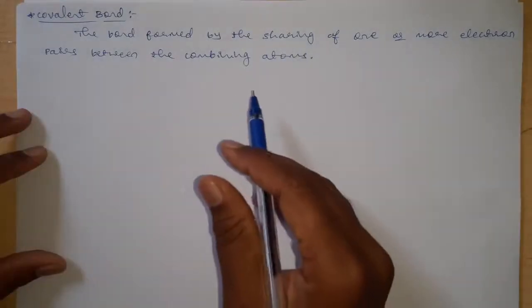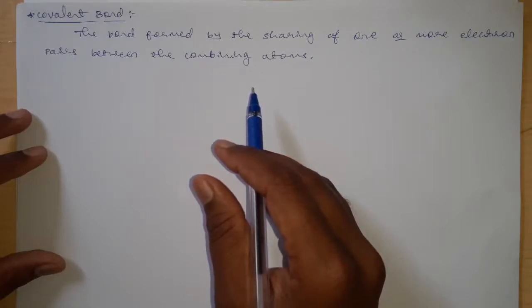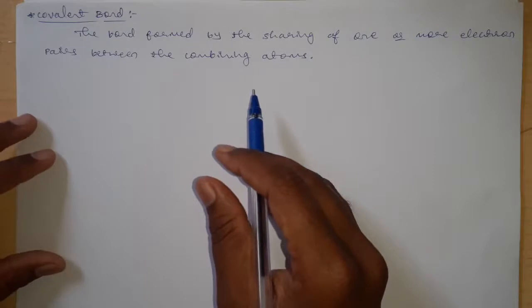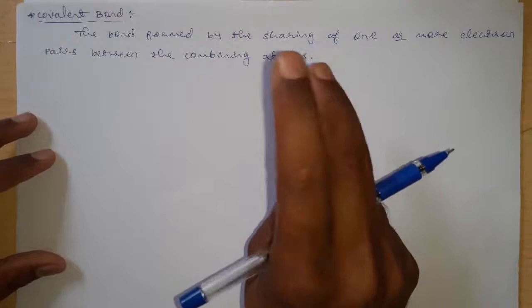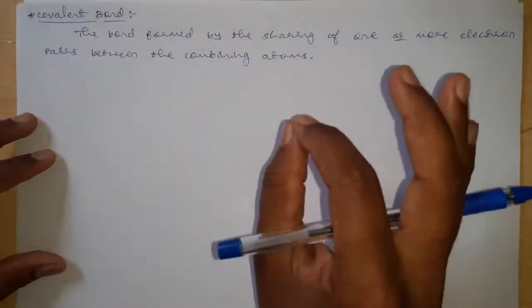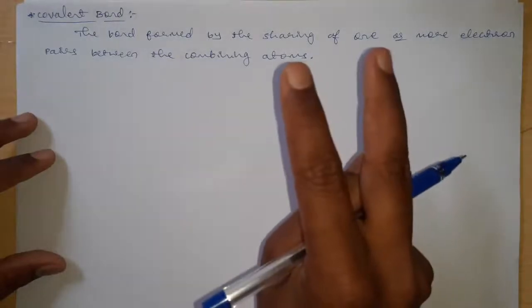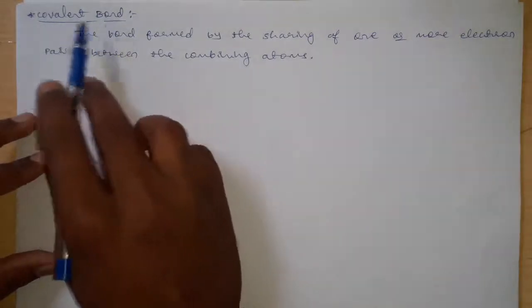As we have already discussed in our first video, atoms combine together to form molecules or compounds to get stability. Then how do they combine? There are two ways for atoms to combine: either by the transfer of electrons from one atom to another, which forms an ionic bond, or by the sharing of electrons between the combining atoms, which is a covalent bond.